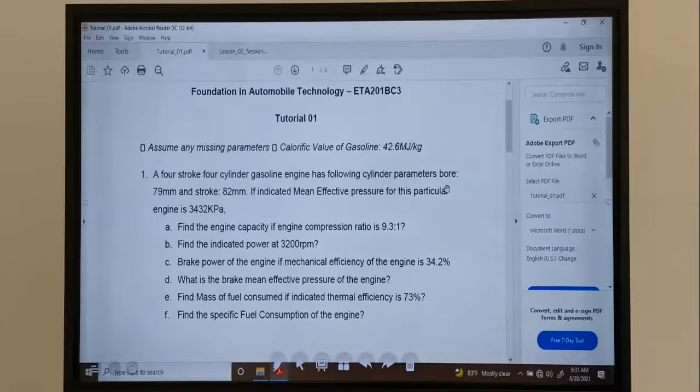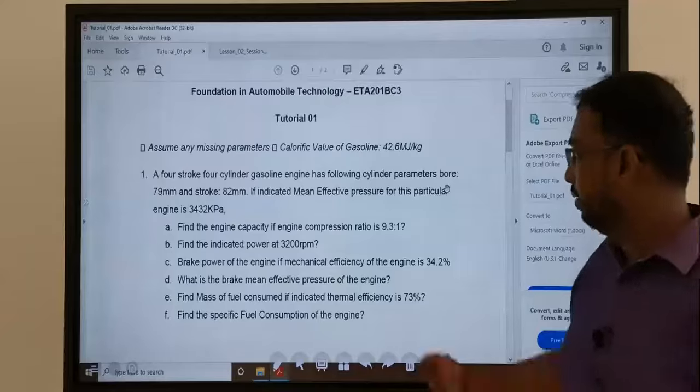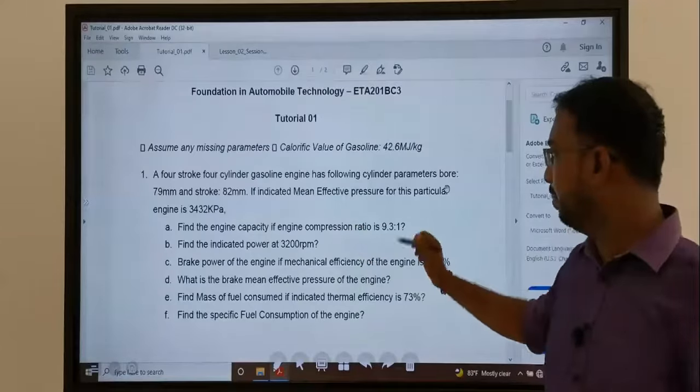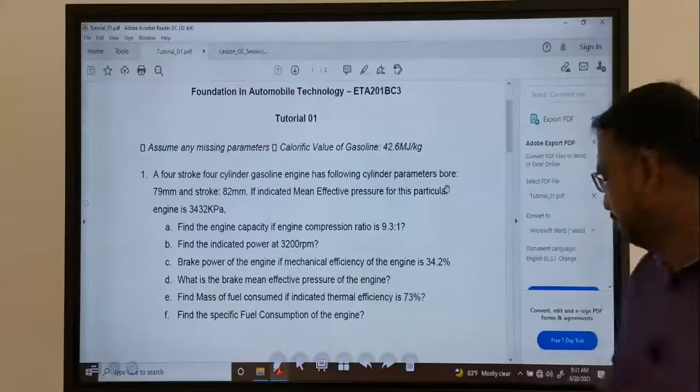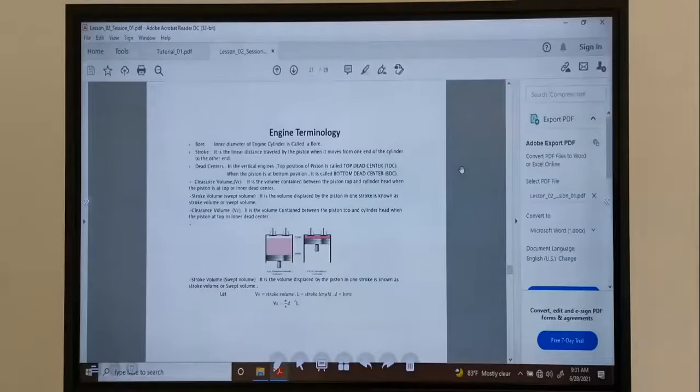So this is the first question. You can read this question. So what's engine compression ratio? First of all, I will give a small introduction about these things.